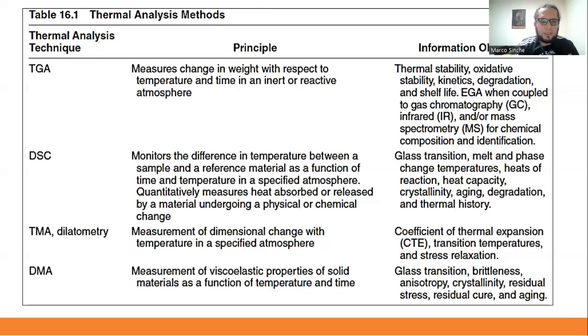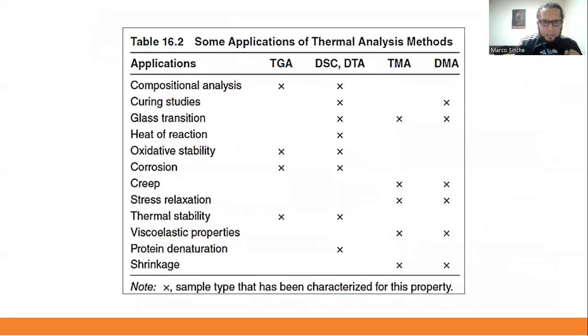In the other techniques, such as DSC, some things are similar, but the measurements are done under different circumstances. For example, in DSC, what is monitored in the technique is the difference in temperature between a sample and a reference material as a function of time and temperature in a specific atmosphere. Later, we will explain more things about these techniques.